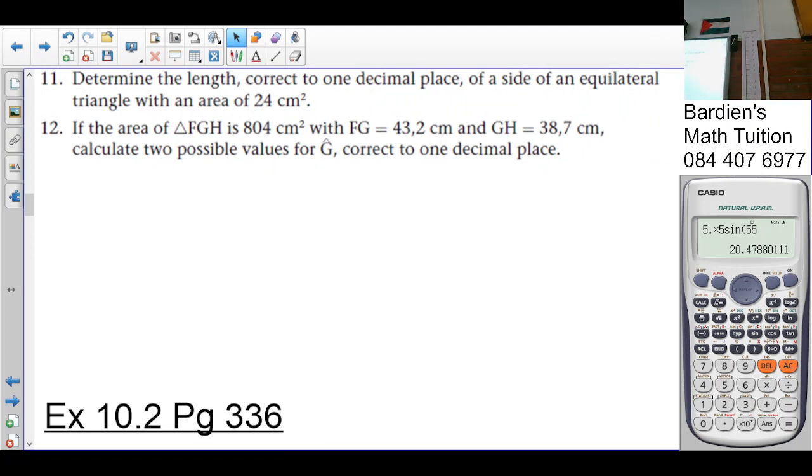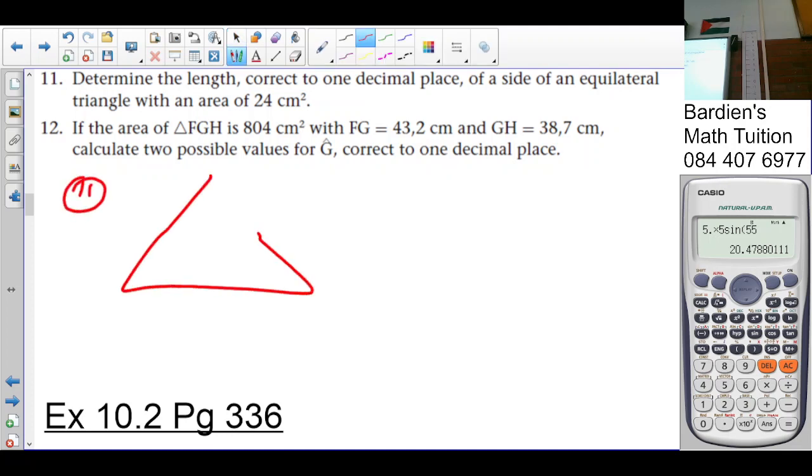Number 11. Determine the length correct to one decimal place of a side of an equilateral triangle. So if it's equilateral, what does that mean? All sides are equal. And all the angles are 60 degrees. So let's make the sides x. So all these are x, with the area of 24.